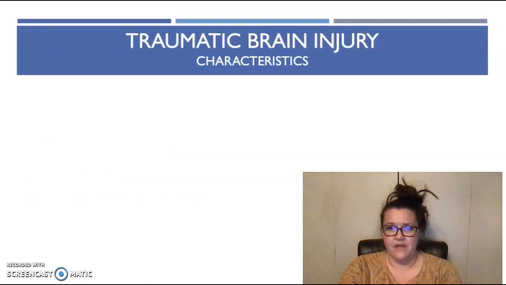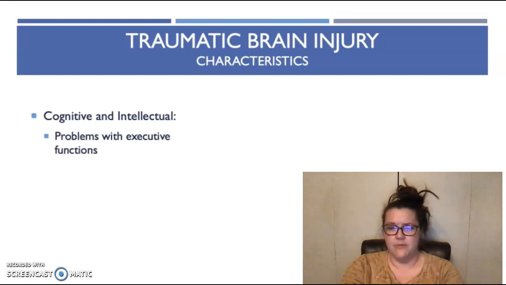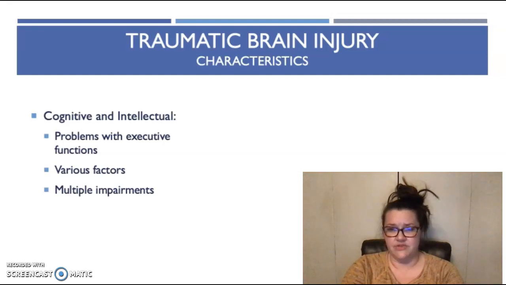For students who have traumatic brain injury, the cognitive and intellectual characteristics are problems associated with memory and the executive functions of planning, problem solving, and abstract reasoning. These factors are dependent on the extent of the injury and age the injury occurred. Total or partial functional disability or psychosocial impairment or both.